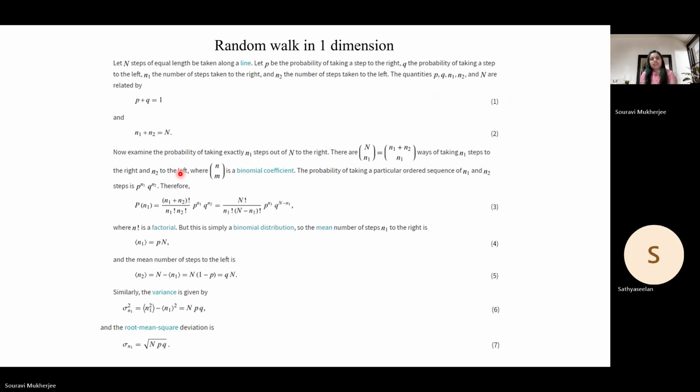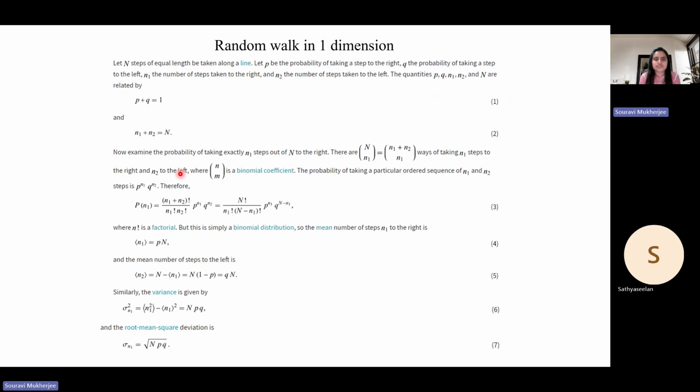Now, an important part about statistical mechanics is getting this idea of random walk. Random walk can be in two dimensions as well, but it will get complicated, so we'll mostly talk about random walk in one dimension. Random walk in one dimension is typically the binomial distribution. When you are moving along a line, you can either take a step to the right or a step to the left. If the probability of taking a step to the right is p and to the left is q, then p plus q is equal to 1.